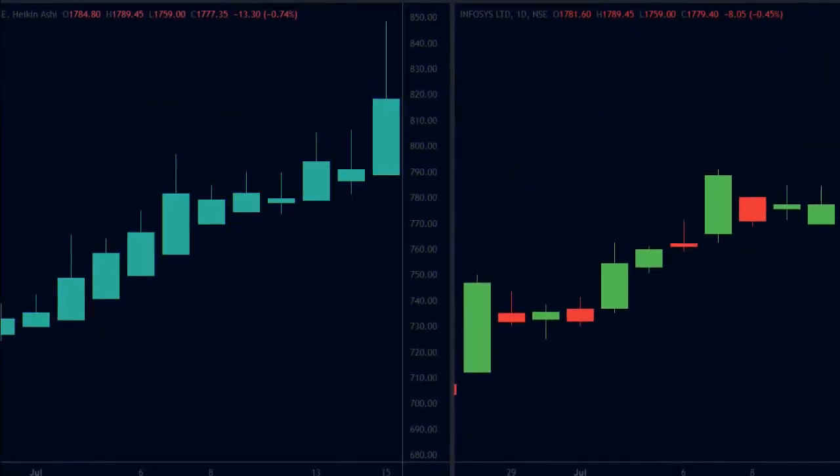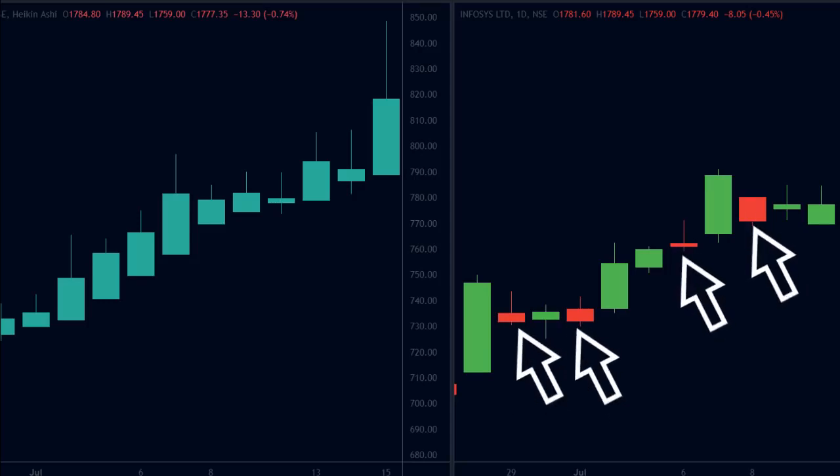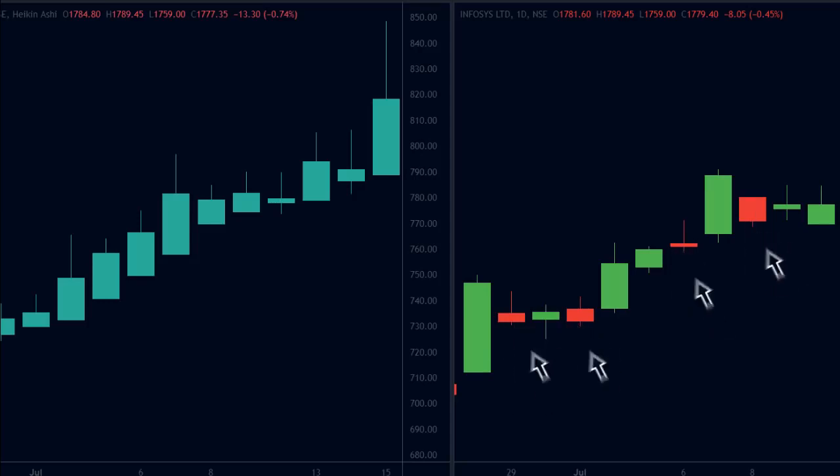Here we are looking at the same price movement on both the charts. The only difference being, on the left we see HEIKIN ASHI charts, while on the right we see the regular candlesticks. Now, let's say that you entered a buy trade at the very first candle. Then as the price moves on, we see red candles appear on the chart.